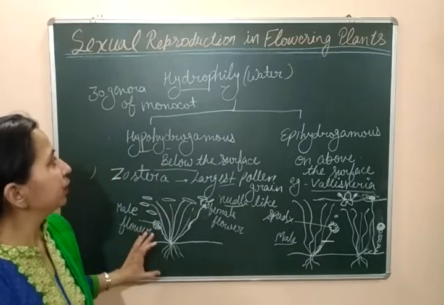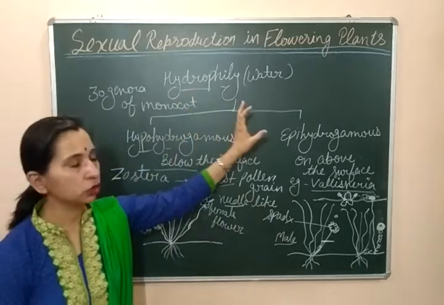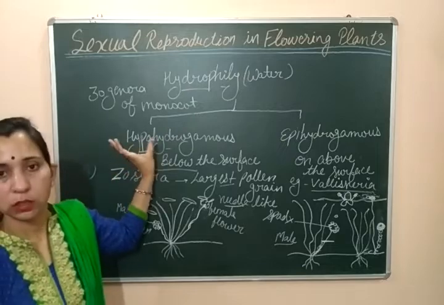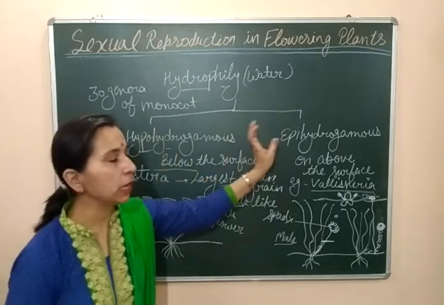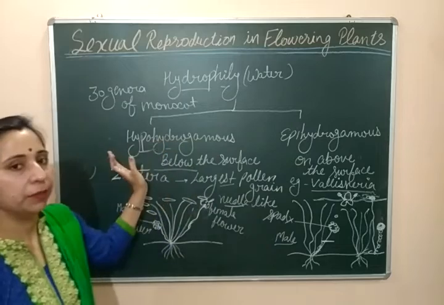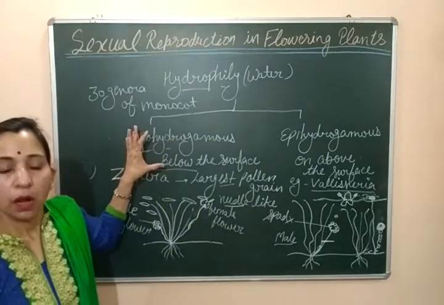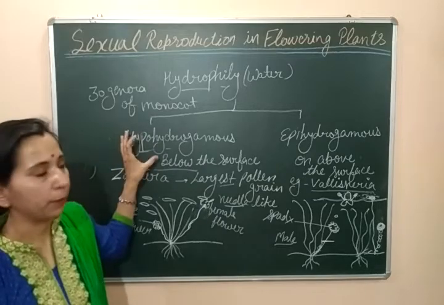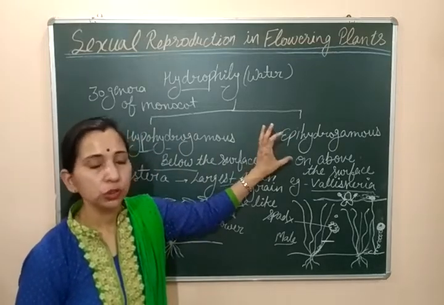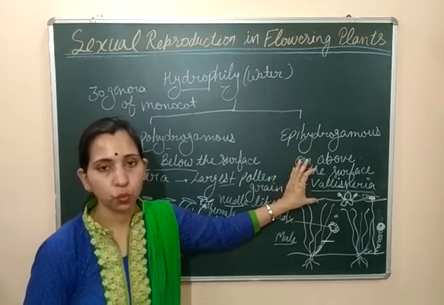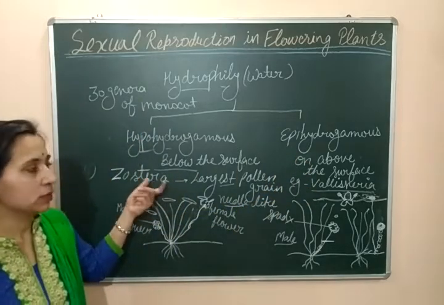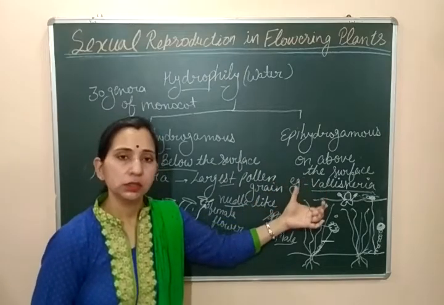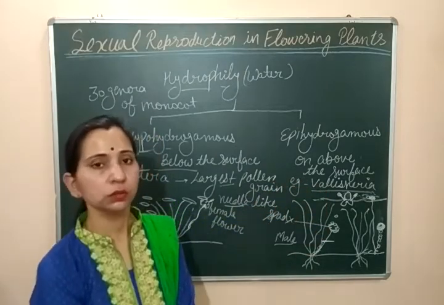So with this, we discussed hydrophily, in which water is used as a medium. It can be divided into two parts, hypohydrogamous and epihydrogamous. Hypohydrogamous means pollination below the surface, and in epihydrogamous, pollination is done on the surface of water. An example of such hypohydrogamous plants is Zostera, and an example of epihydrogamous plants is Vallisneria. That's all about this topic.